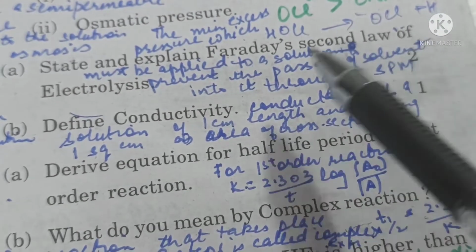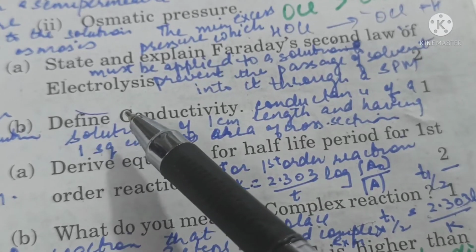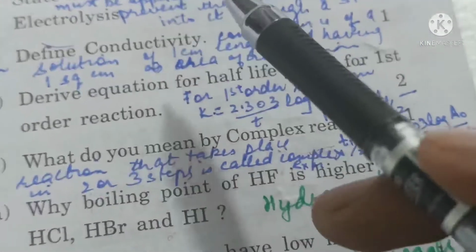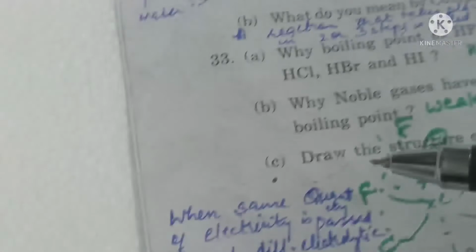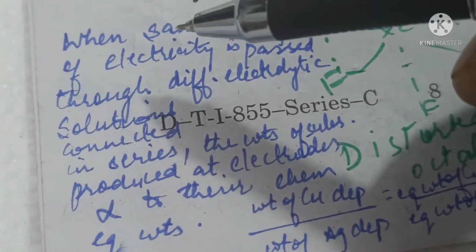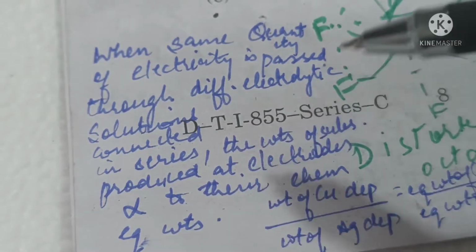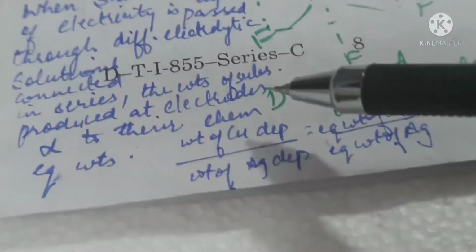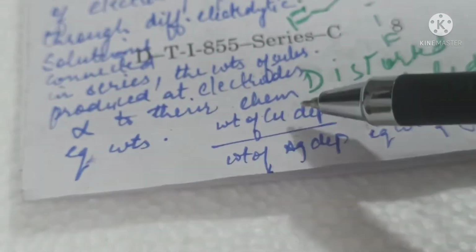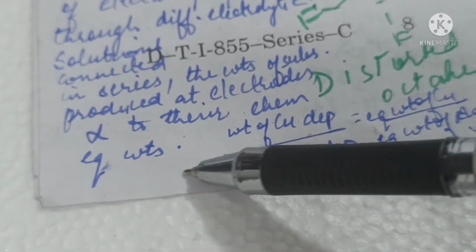State and explain Faraday's second law of electrolysis. So it states that when same quantity of electricity is passed through different electrolytic solutions connected in series, the weight of substances produced at the electrodes are directly proportional to their chemical equivalent weights.